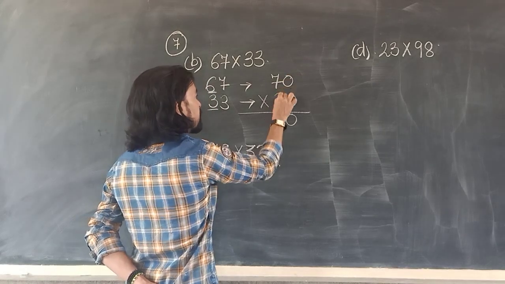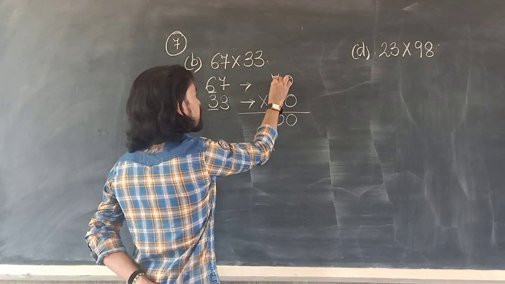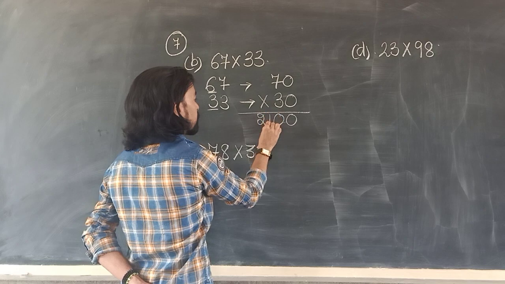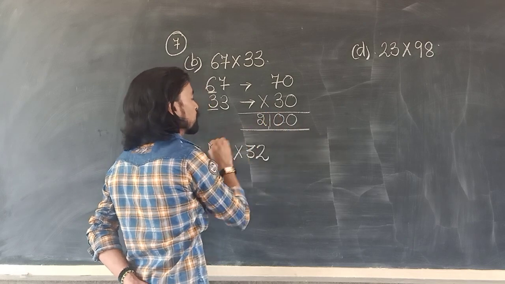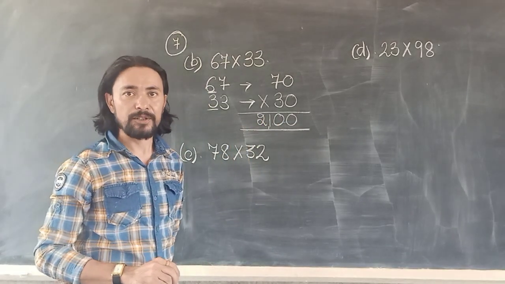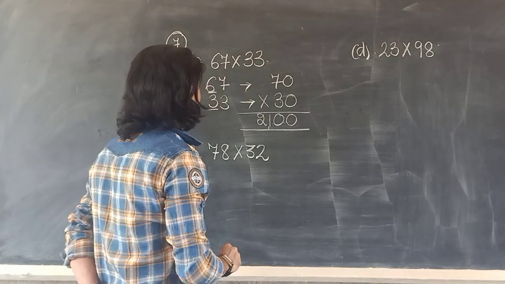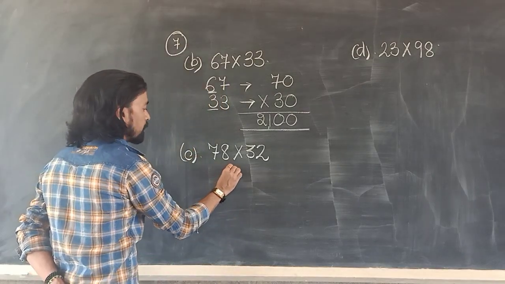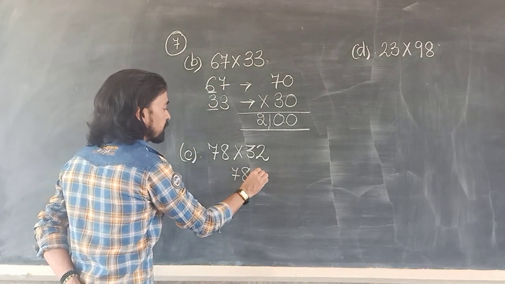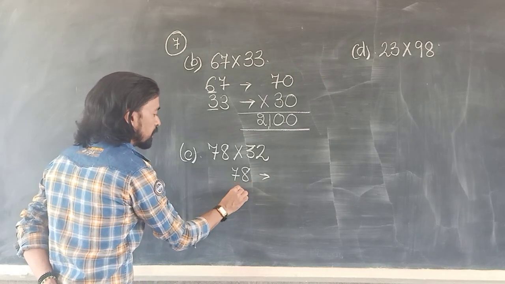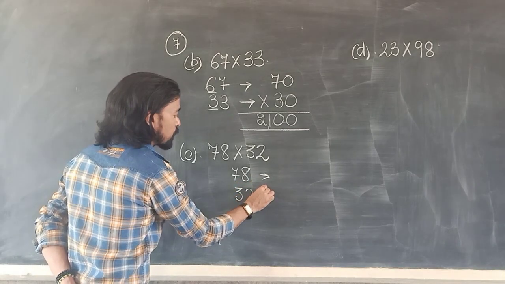3 zeros are 0. 3 sevens are 21. My answer is 2100. Let's come to the next sum. 78 arrow, 32 also arrow.